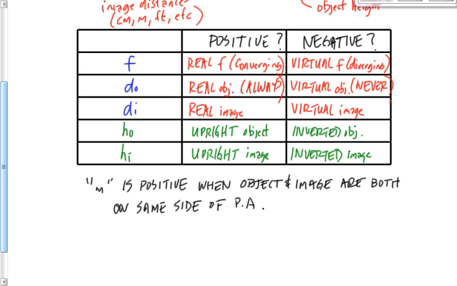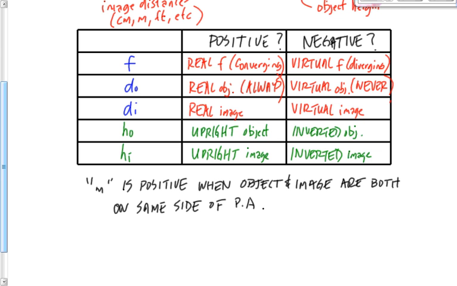Sometimes they call it the attitude. Right side up, upside down, the attitude. If the attitude is the same, then we're going to say that M is positive. If the attitude is different, in other words, one's right side up, one's upside down, then it's going to be a negative magnification.